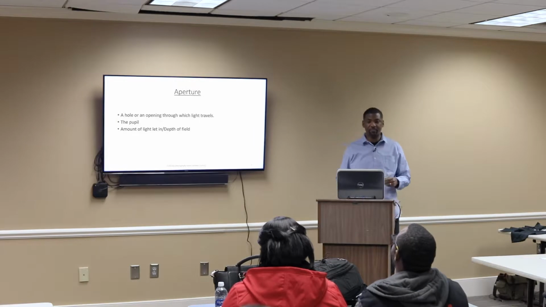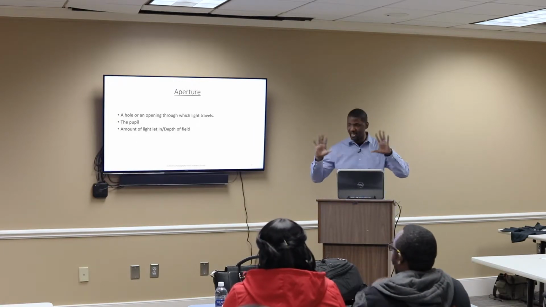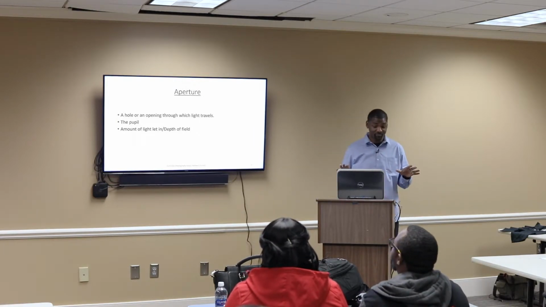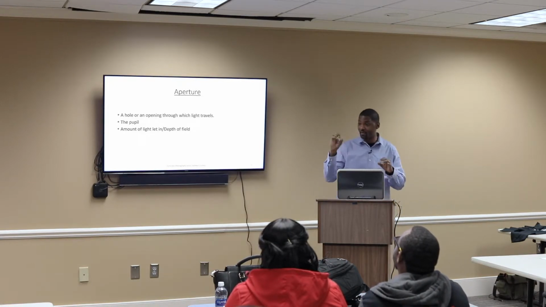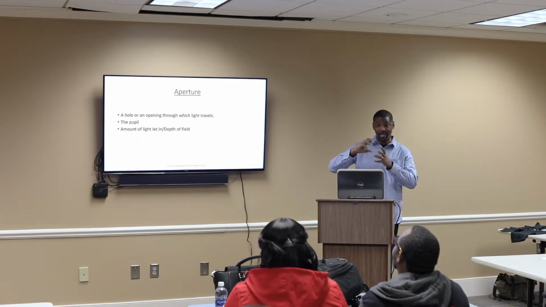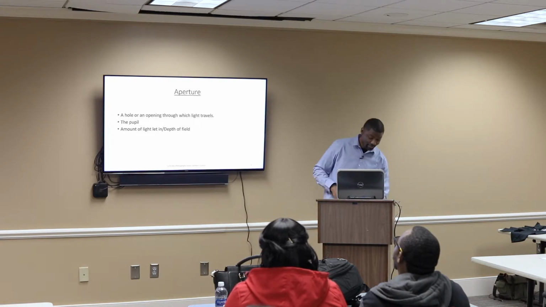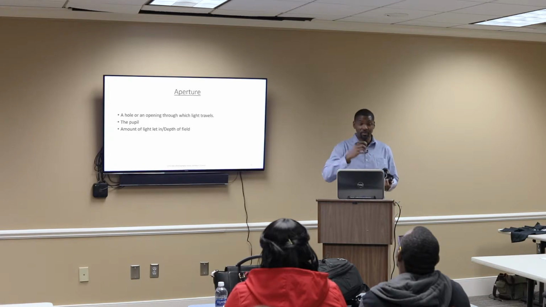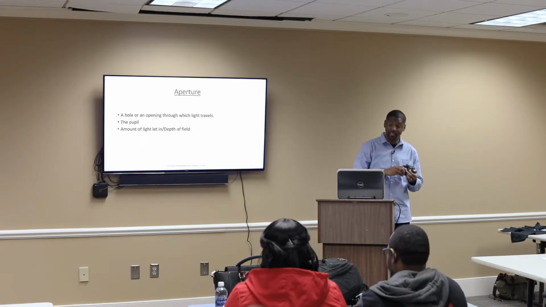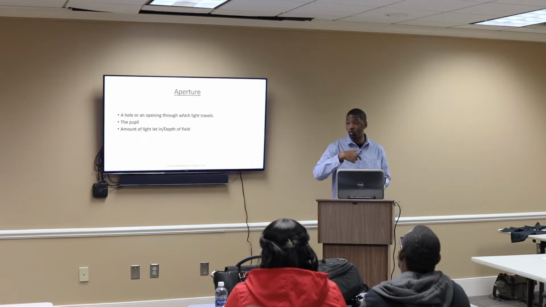The aperture, in its simplest, I like simple stuff. The aperture is just a hole that light goes through. That's all the aperture is. It's a hole in the lens. The aperture is a part of the lens, because the lens, it can come off. The aperture, it's a part of the lens, and it's just a hole that light goes through.